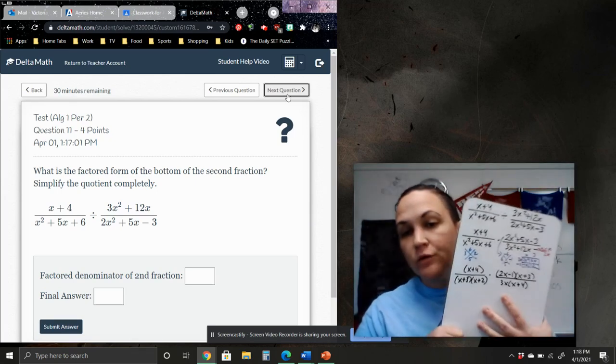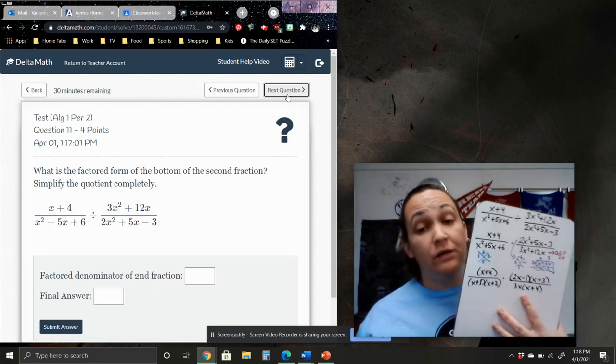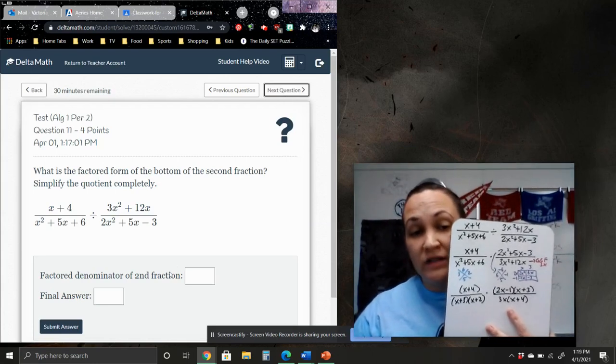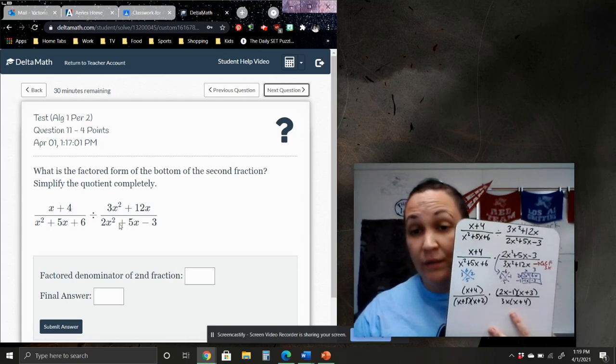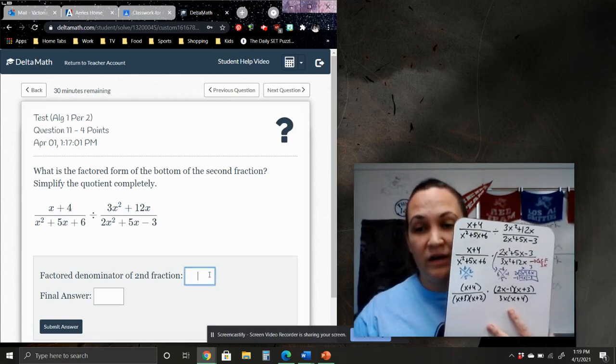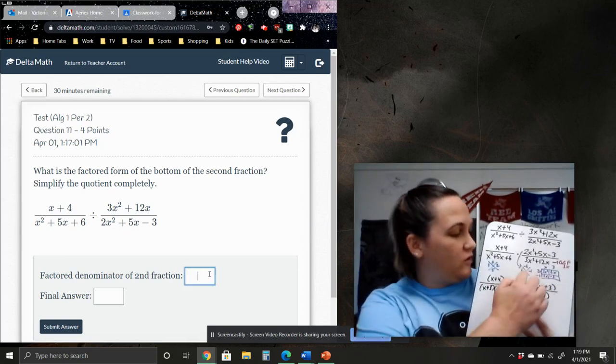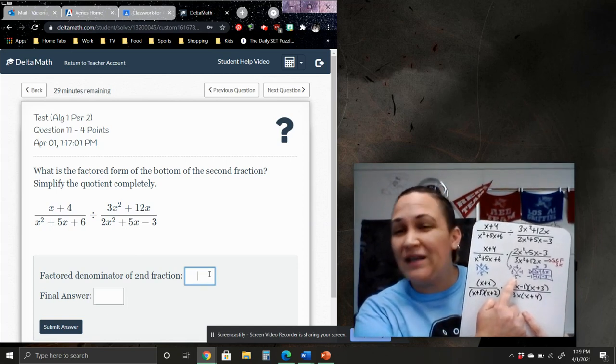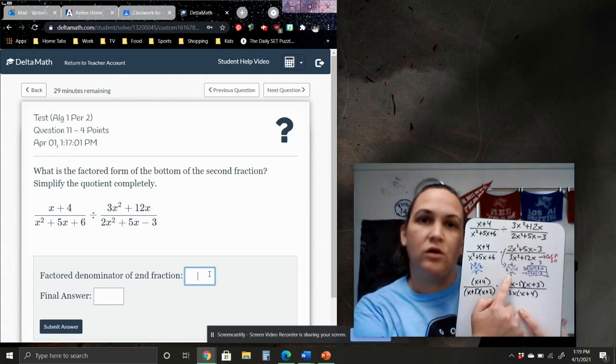Okay, so again, and I understand maybe I didn't make this clear in the directions, so that's why I'm telling you right now. The factor denominator of the second fraction, I want the original denominator, the 2x squared plus 5x minus 3. Now that one I factored right here in purple. Because there was a 2 in front of the x squared, we had to use the x and the box. So make sure that you're using both.